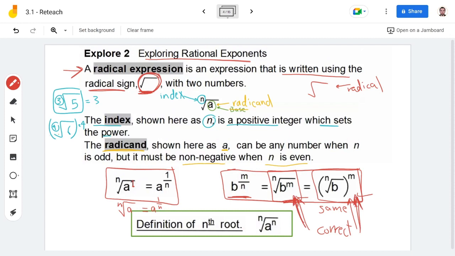Then we have here the definition of the nth root. When you have a power that is the same as the index, the answer is always equal to a. So always when we have a power of a, let's say here we have the nth root of a to the power of n, when the index equals the power, the answer is always a. This cancels this one here, so the answer is equal to a.